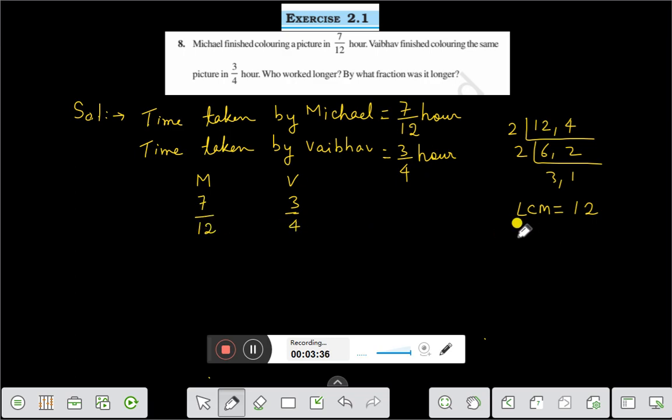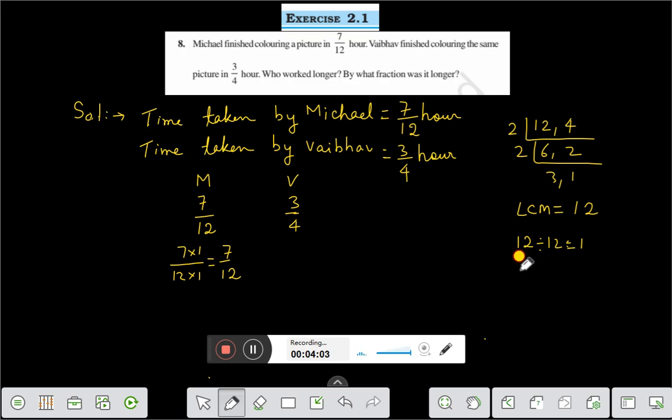If we divide 12 by 12, we are getting 1. That means you have to multiply numerator and denominator both by 1. In this case, that is 7 into 1, and 12 into 1. That is, we are getting 7 by 12. And in the case of Vaibhav, the denominator is 4.